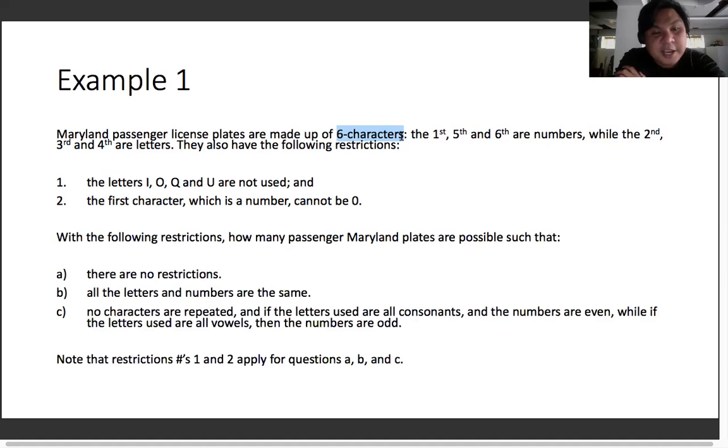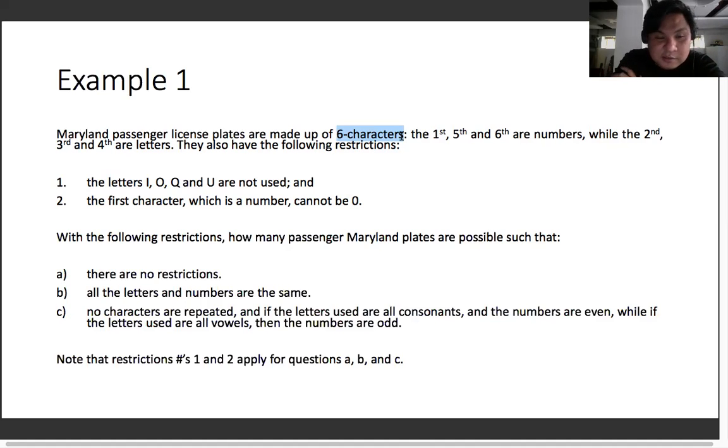Letter B, right? How many of those plates will be such that all the letters and numbers are the same? So an example of this would be 1 followed by 3 A's and then followed by another 2 1s. 1 triple A 11. So this would be a Maryland plate wherein the letters and the numbers are the same. Not the letters and the numbers, but each number with itself, and each letter with itself.